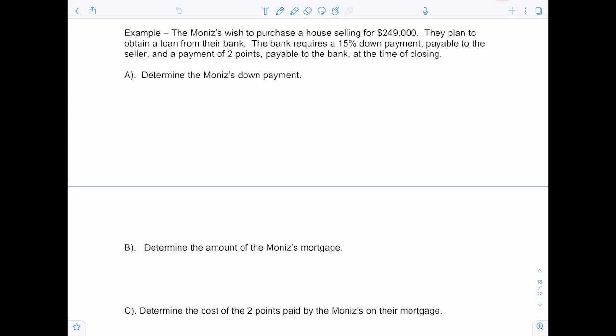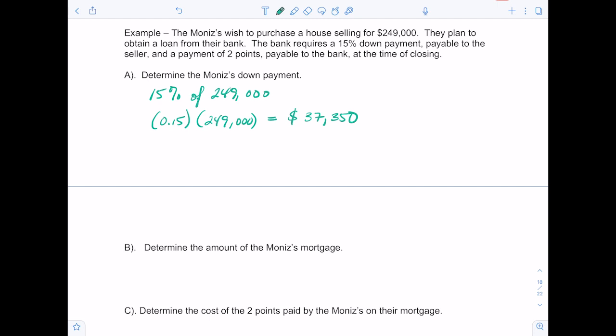So in this problem, it tells us that the bank requires a 15% down payment. So it's 15% of $249,000. If you'll remember, when we were dealing with percent problems in 10.1, you would just multiply 0.15, which is 15% as a decimal, times 249,000. And when you do that, you get $37,350.